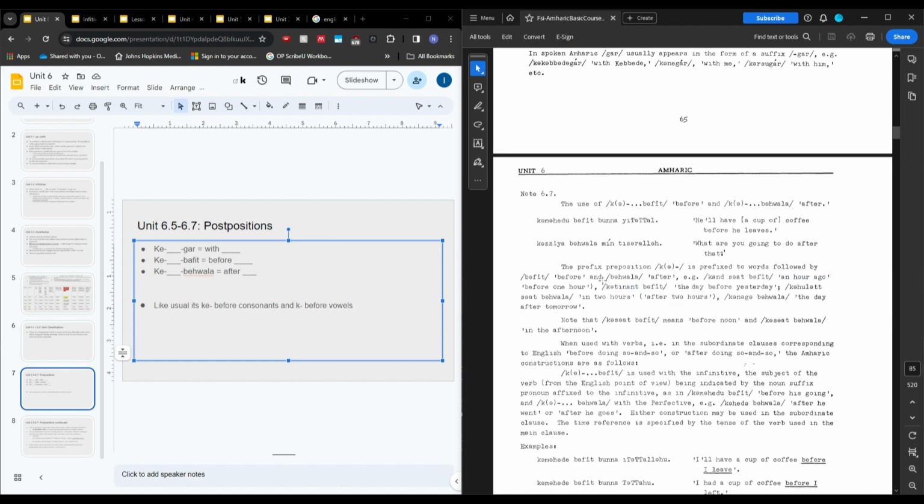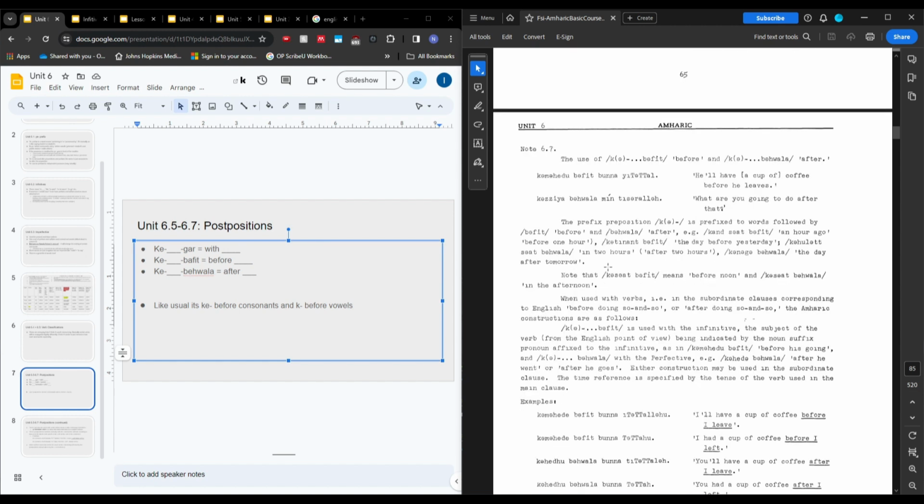Tenat is yesterday. Ke tenat befit, so before yesterday, the day before yesterday. Ke hulet sa'at bohala. Hulet is 2. Ke hulet sa'at bohala is like after 2 hours, in 2 hours. Nega is tomorrow. Ke nega bohala is like after tomorrow or the day after tomorrow.